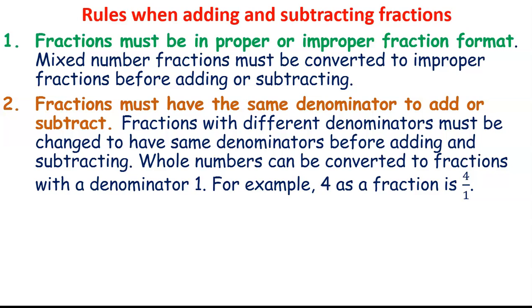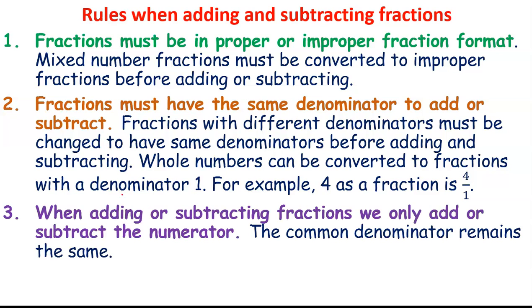Rule 2, fractions must have the same denominator to add or subtract. When we did addition, we made sure that we had a common denominator between the two fractions, and we did that by finding equivalent fractions. Another thing I want to point out again is that whole numbers can be converted to fractions with a denominator of 1. For example, if I want to convert my whole number 4 to a fraction, it just becomes 4 over 1. So you might have to add a fraction to a whole number, convert the whole number to a fraction, and that fraction will have a denominator of 1.